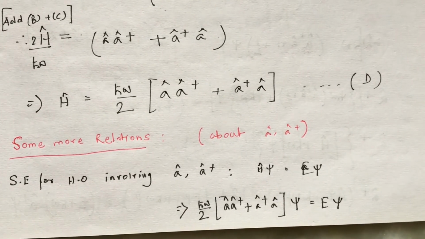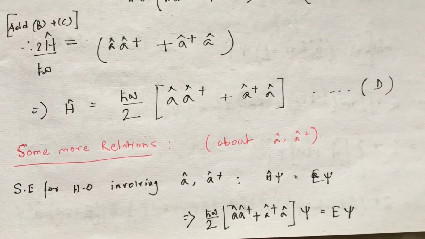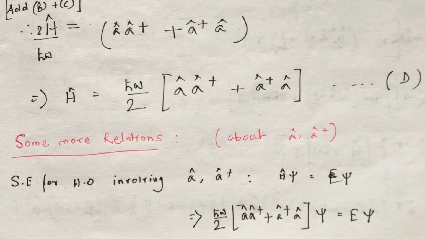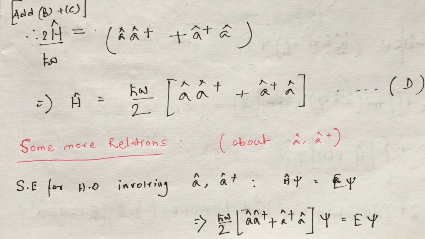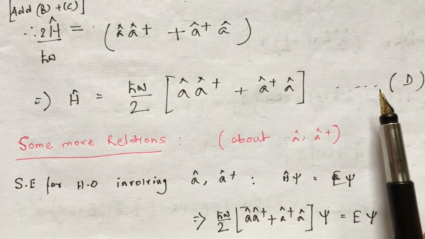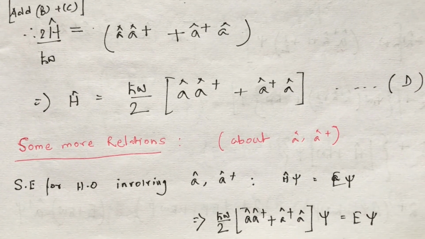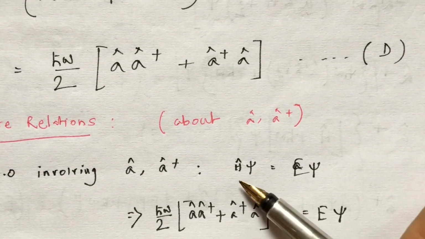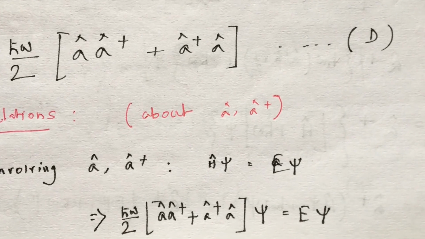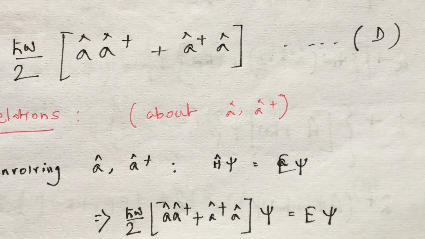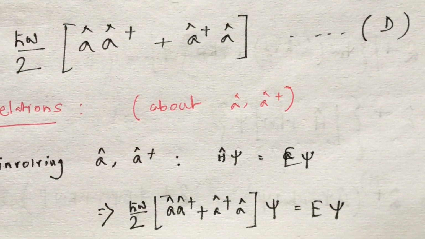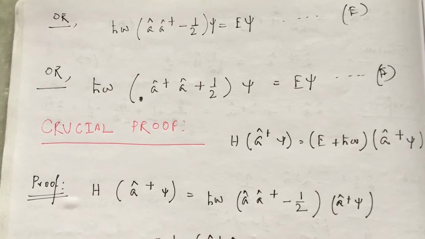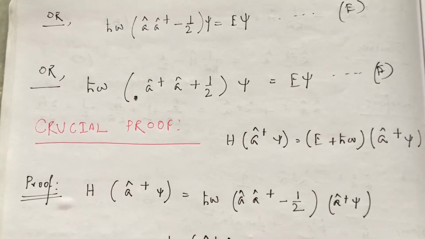Now adding B and C, I get equation number D. These are the relations which we will be using very frequently. Now we need to derive some more relations. As we have obtained the Hamiltonian for the harmonic oscillator as equation D, for the time independent Schrödinger equation, which is H psi equal to E psi, I have written this equation in terms of A and A dagger, and I obtained this equation, which is half h cross omega, A A dagger plus A dagger A, psi equal to E psi. I have just shuffled the terms and I got equations E and F, because I need these forms also in the near future.